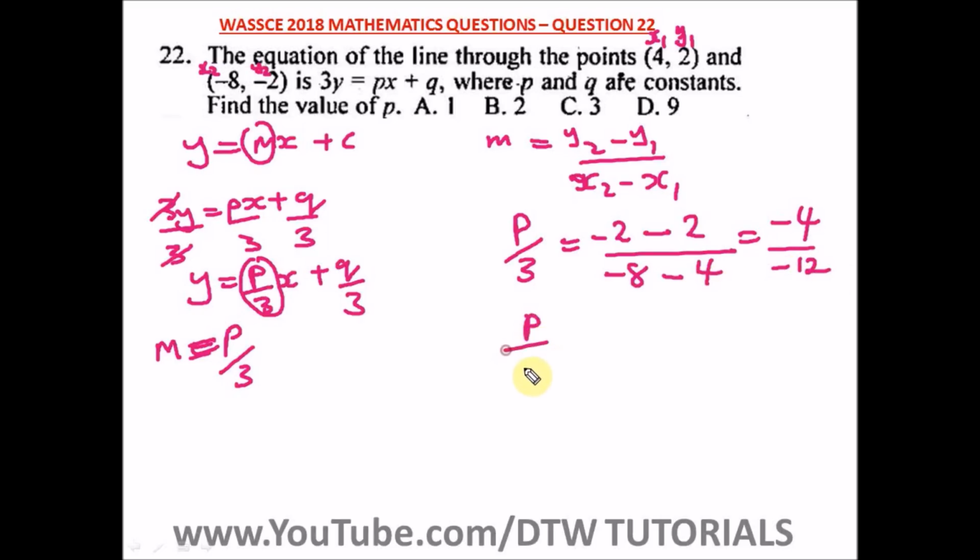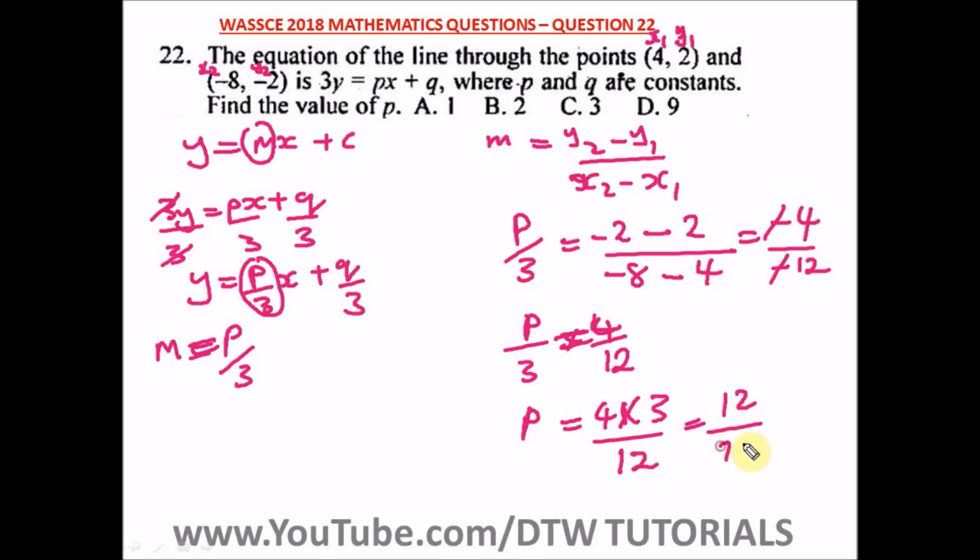So we have P over 3 equal to minus 4 over minus 12. This minus will cancel out this negative, okay? So we have 4 over 12. All we need to do to get P is just cross multiply, okay? Multiply both sides by 3. So we take 3 to this side. We have P is equal to 4 times 3 over 12. And what is 4 times 3? This is 12, divided by 12, which is definitely 1. So P is equal to 1. So our answer is 1, and our right option here is option A.